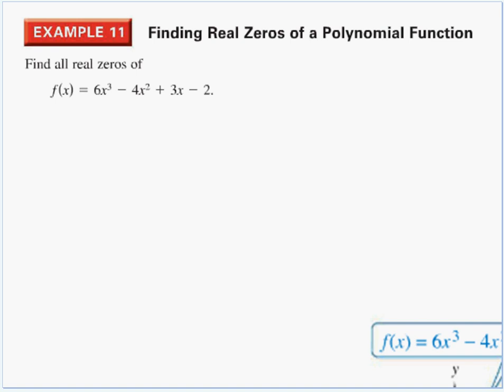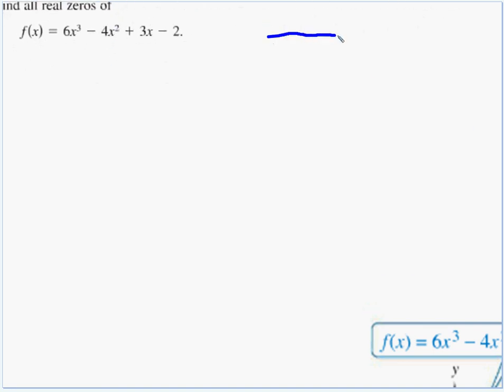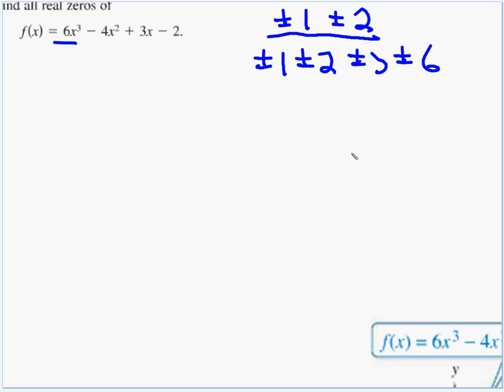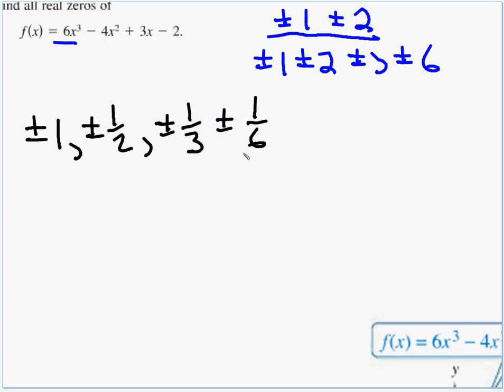So let's see for this one, number 11. Let's list them all out. Numerator, factors of 2: plus or minus 1, plus or minus 2. Leading coefficient is 6: plus or minus 1, 2, 3, and 6. So if we write them out, 1 over 1 is 1. 1 over 2 is 1/2. 1 over 3 is 1/3. 1 over 6 is 1/6. Now let's do 2. 2 over 1 is 2. 2 over 2 is 1, we already have that. 2 over 3 is 2/3, that's a new one. And then 2 over 6 is 1/3, we already have that one.